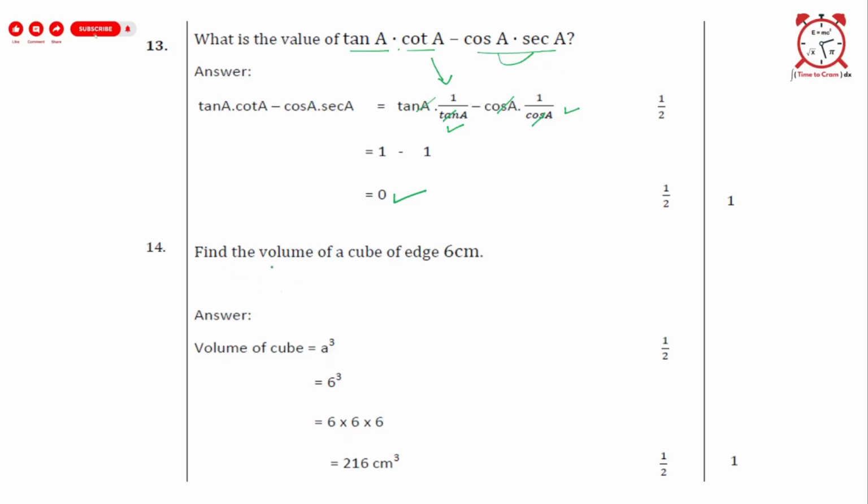Next question, find the volume of a cube of edge 6 centimeter. So the formula for the volume of a cube is a cube, side to the power 3. After keeping the value of side 6, we get 6 cube, and the answer is 216 centimeter cube.